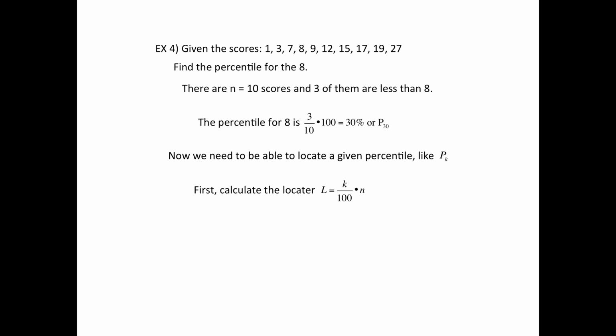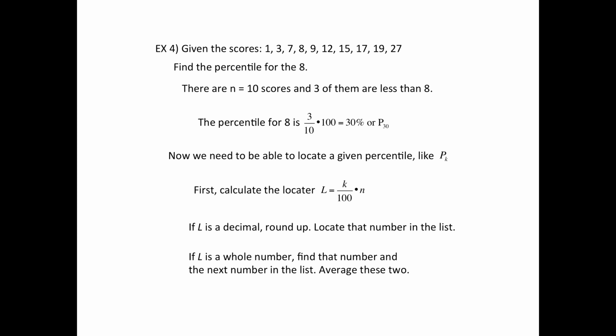Then there's two things to consider. One, if you get a decimal of any kind, even 9.01, then round up to 10 and then find the 10th number in the list. If you happen to get a whole number, like you did the L and you got a 4, then go to the 4th number and the 5th number in the list and average those two.